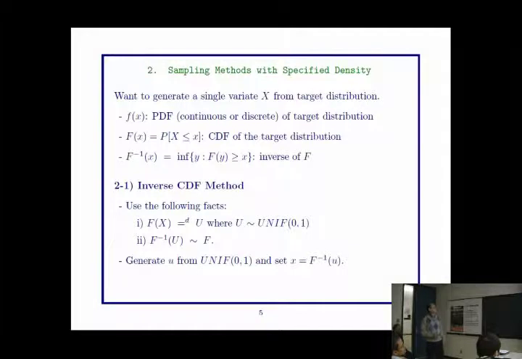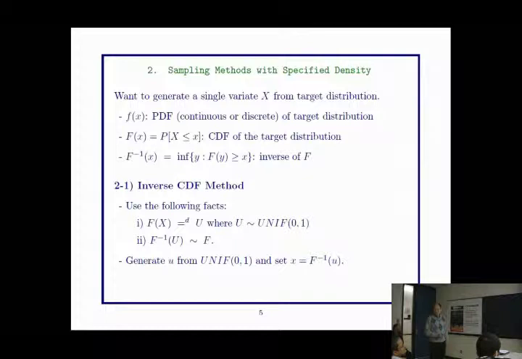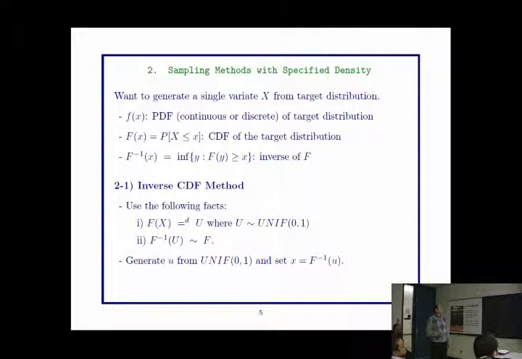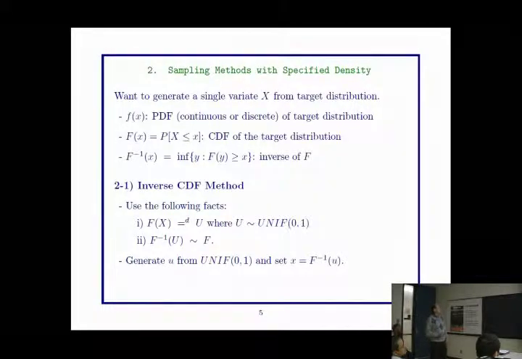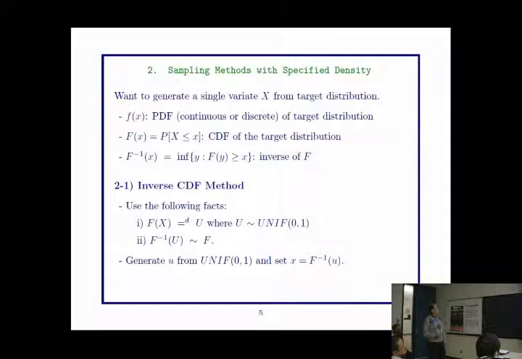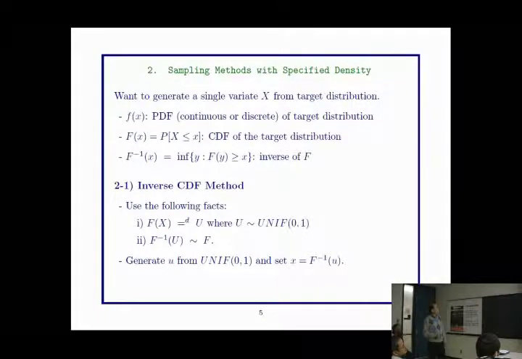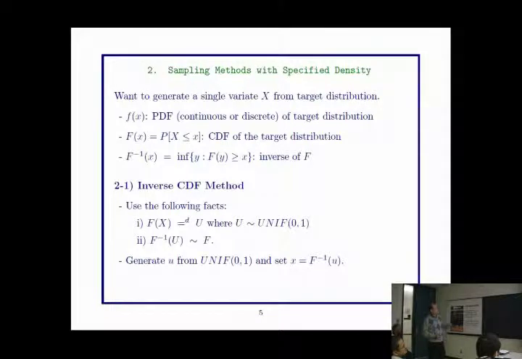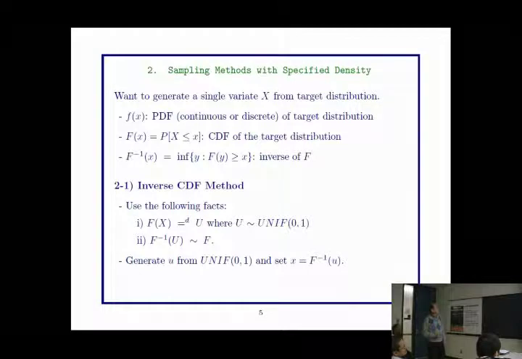I started with a case where density is specified. Suppose we have a completely specified density, then how can you generate samples? Well, all these are really basic. So we have this density, this is the CDF, and that is the inverse of the CDF. We may need this definition to manipulate the discrete case. But one of the simplest ways is to use the inverse CDF.